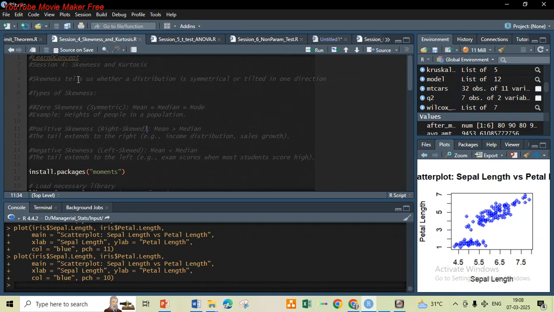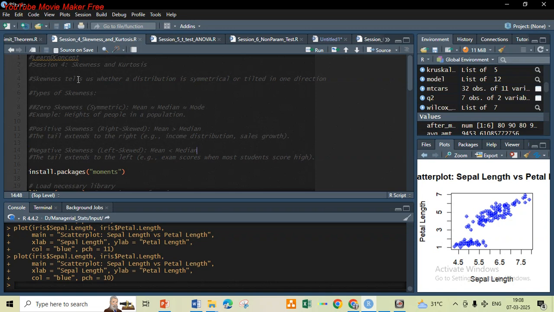Here, the mean is greater than the median, which means that there are extreme high values in the distribution, which is skewing the mean, or pulling the mean towards the right hand side. And that is why mean is greater than median. The tail extends to the right. So examples of this are income distribution and sales growth.